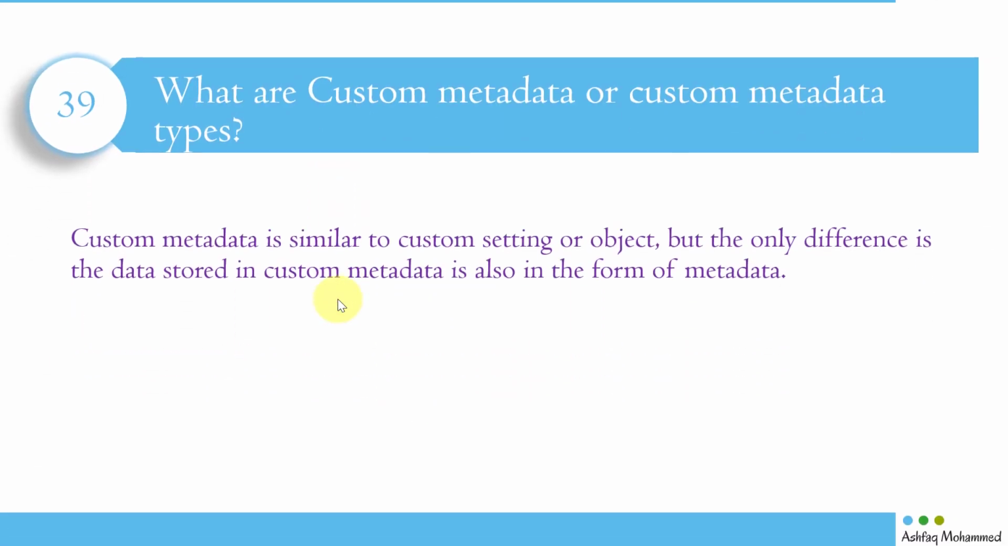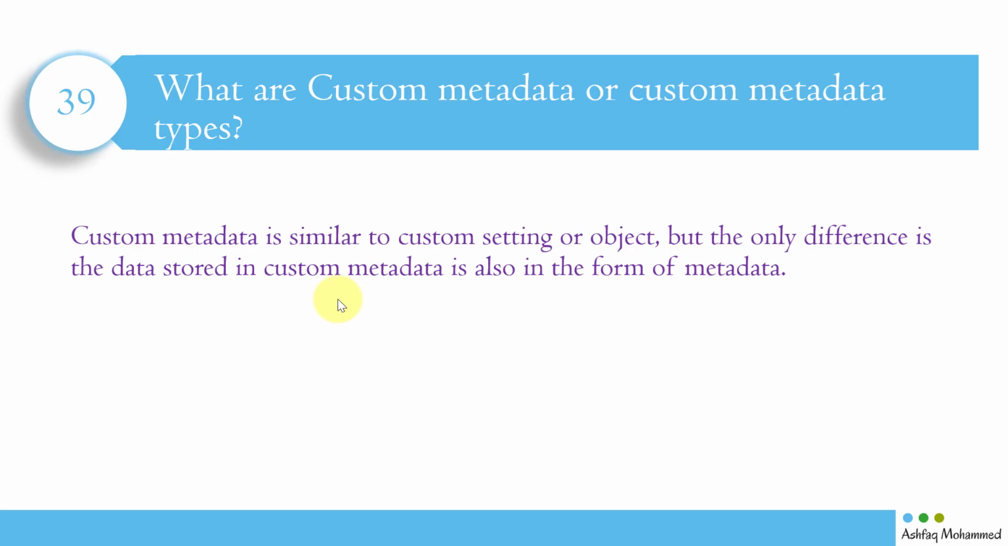Let's go and see. Custom metadata is similar to custom settings or objects, but the only difference is that the data stored in custom metadata is also in the form of metadata. Earlier, custom settings seemed like an object, right? I create a structure, a name for the custom setting similar to the name of an object, and then I can create multiple fields in it. The name of the custom setting and the fields are stored as metadata in the Salesforce org, which we can deploy using a change set or whatever deployment tool.